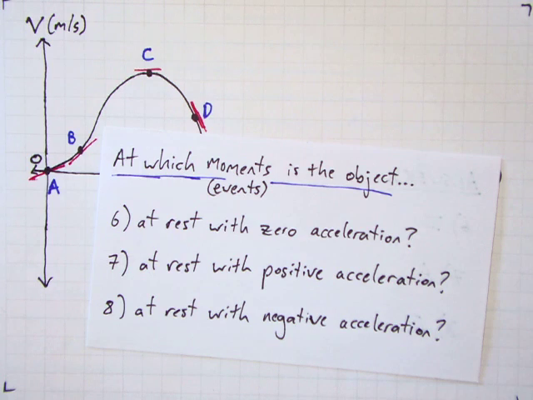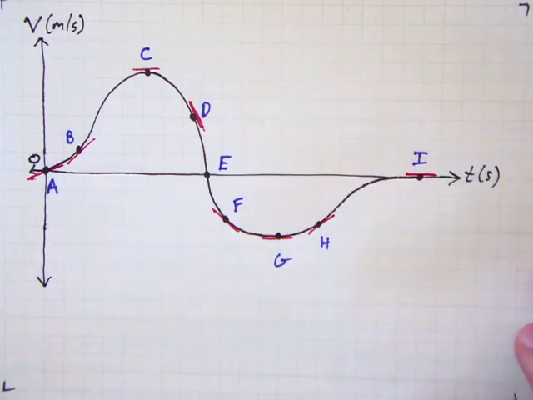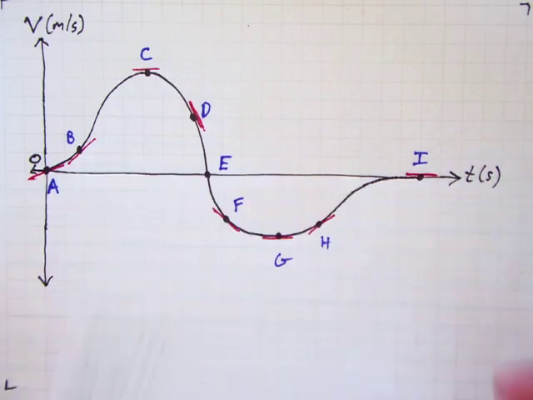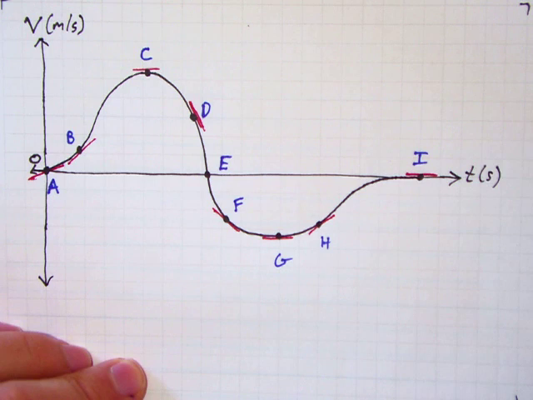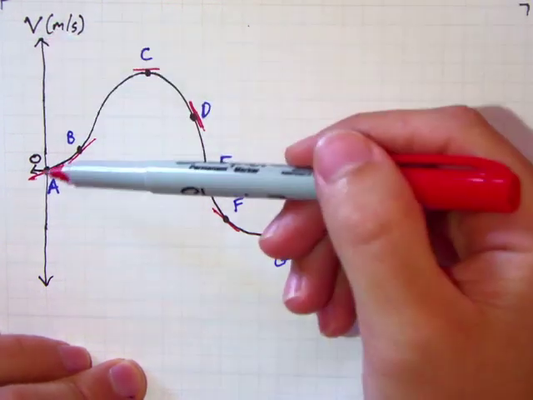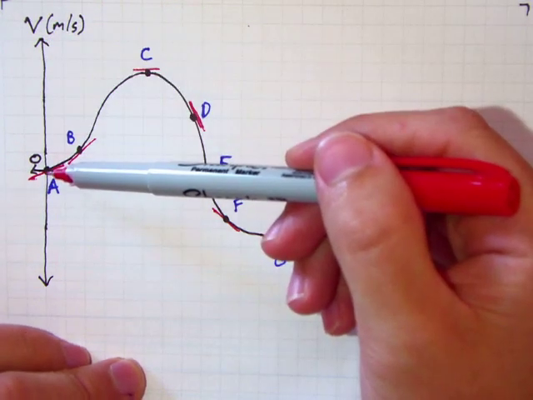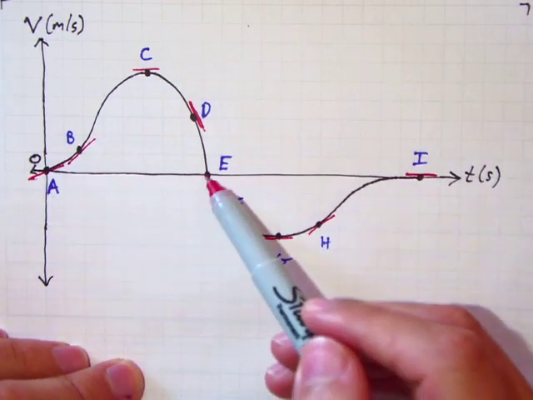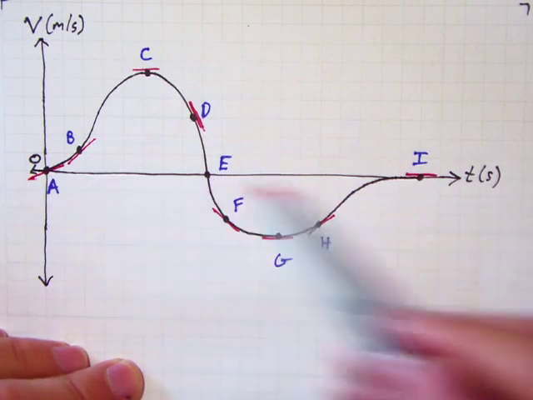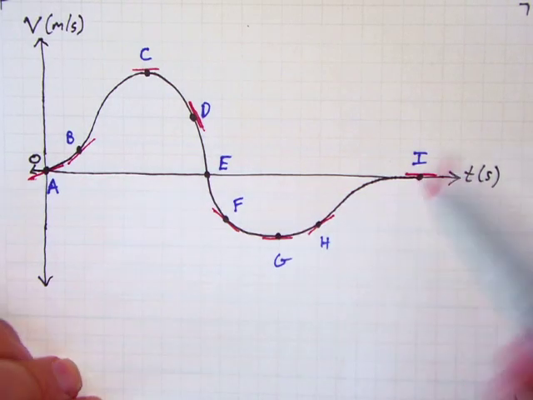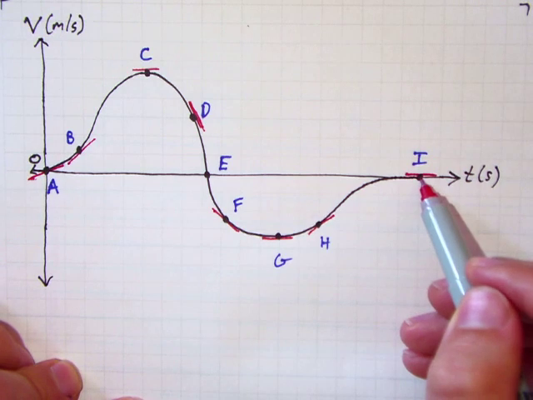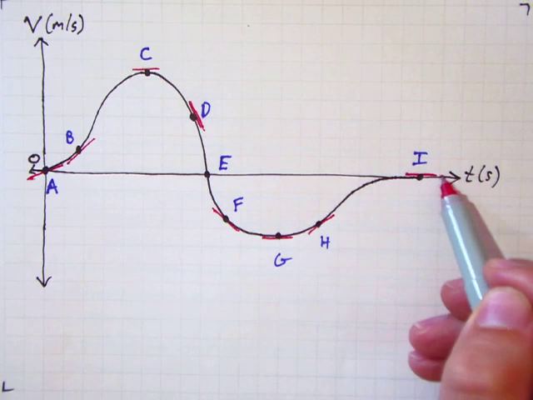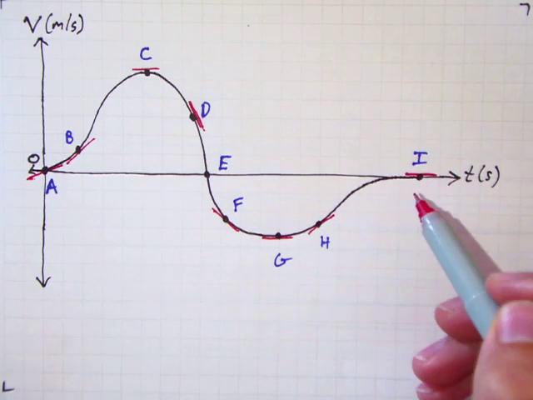Ponder that. Pause the video. Answers are I, A, and E. Let's look at each of those. If we're at rest, what that means is the velocity is 0. 0 velocity means not moving forward, not moving backward. We're at rest. So these 3 events here are the moments when the object is, at least for 1 instant, at rest. At event I here, the object is at rest, and the tangent line has a slope of 0. So the acceleration is 0, and the velocity is 0 right there.